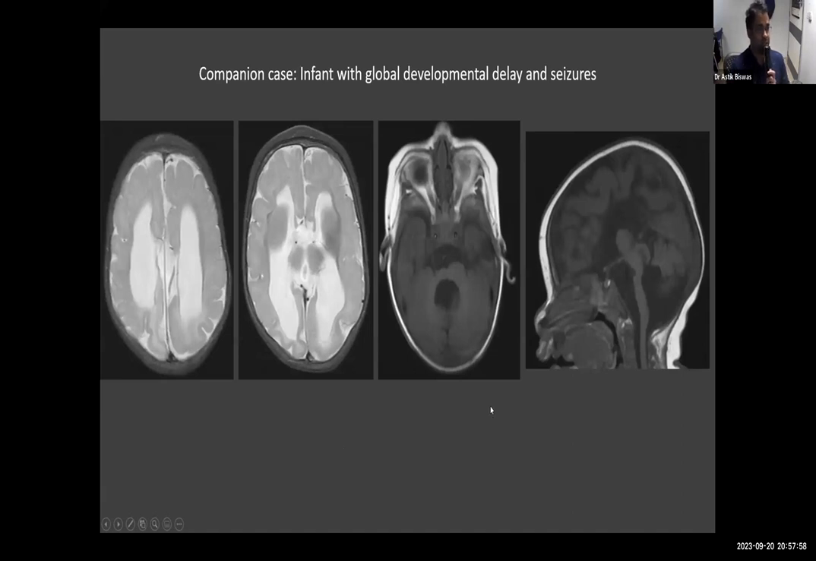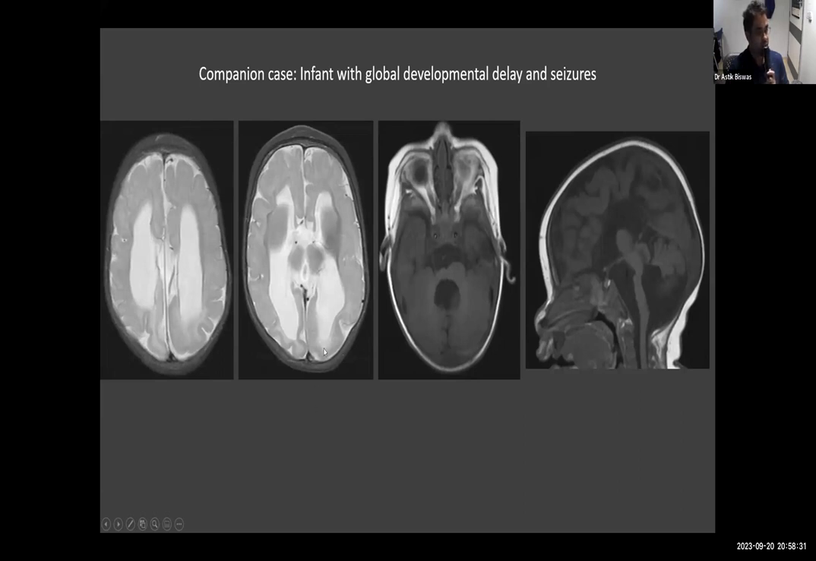This is a companion case, infant with global developmental delay and seizures. So again, what's the pattern here? These are T2 weighted images. We see posteriorly there is a pachygyric appearance, anteriorly not much so. So there is a PA gradient again. Corpus callosum, again in this case, there's parallel orientation of the lateral ventricles. So there's a degree of callosal hypogenesis or agenesis, and that we can confirm on the sagittal images.